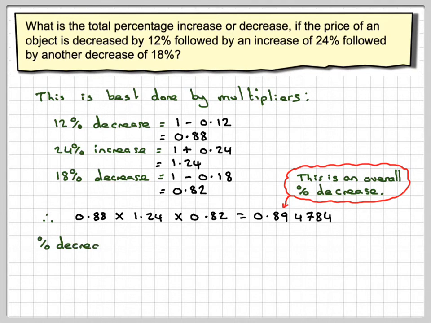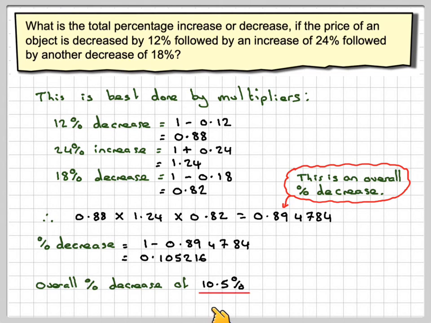So if it's going to be a decrease, the percentage decrease is going to be 1 minus 0.894784. So we're sort of working backwards to what we've done here, which gives me 0.1052216. So that means we have a percentage decrease of 10.5%. So that is the equivalent of doing that decrease, followed by that increase, followed by that decrease.